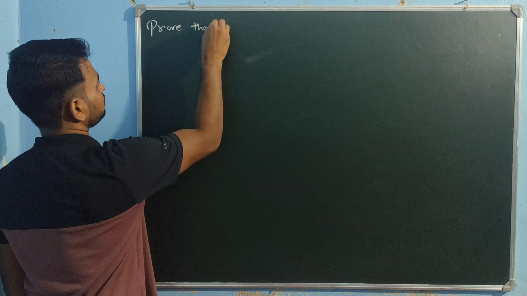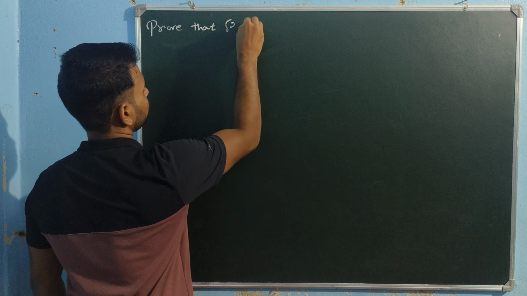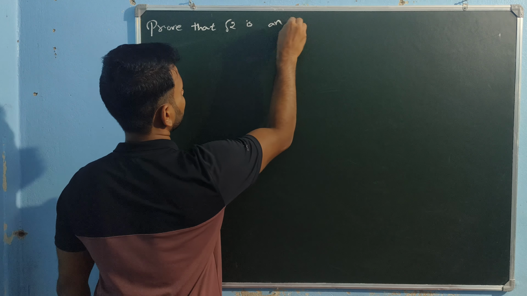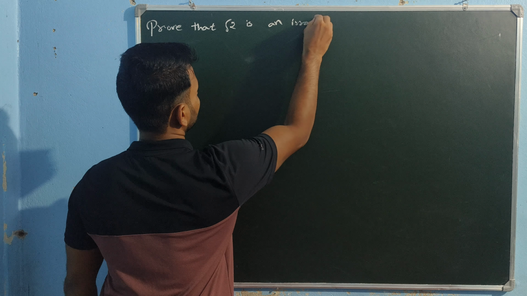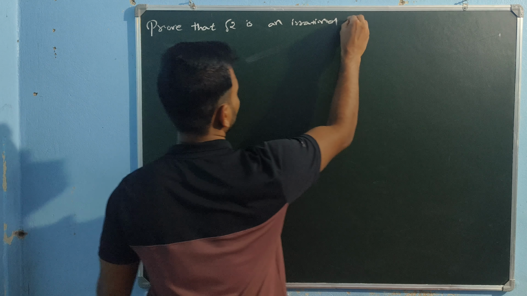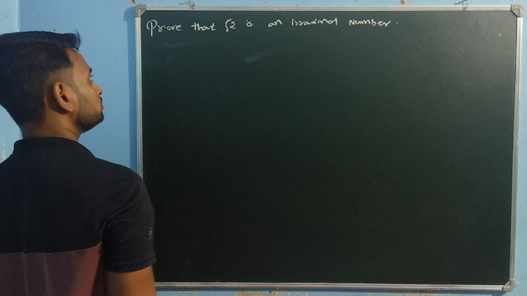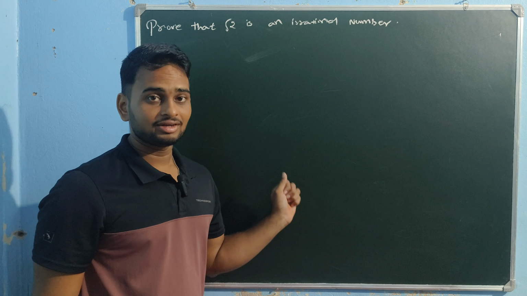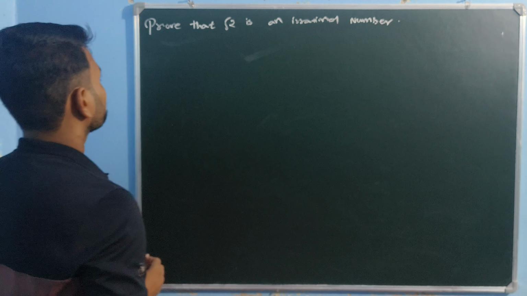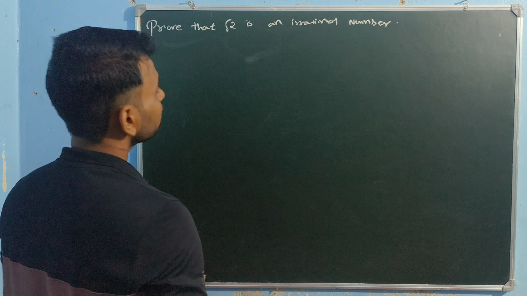So today we will discuss a question: prove that root 2 is an irrational number. This is an important question for class 9th and 10th also. Okay, so let's see how to prove root 2 is an irrational number.